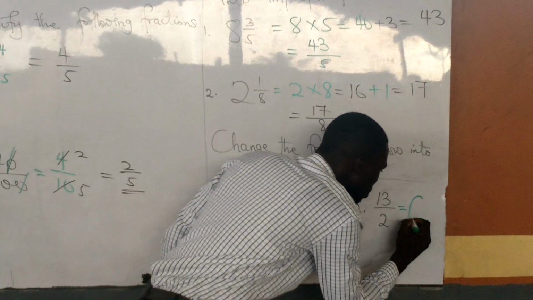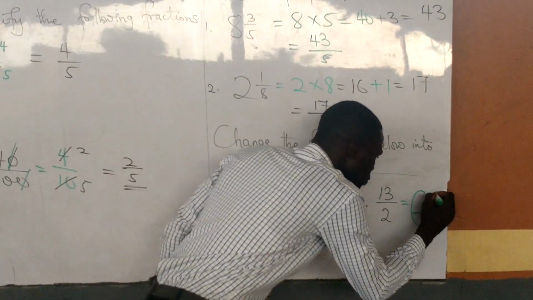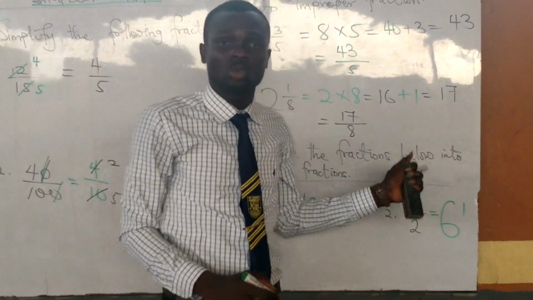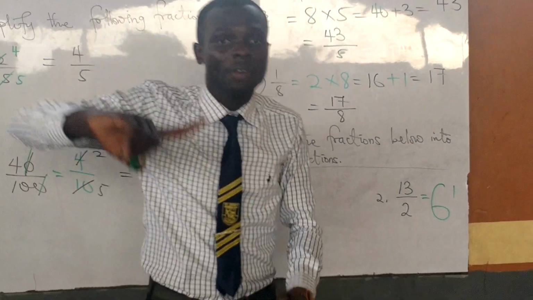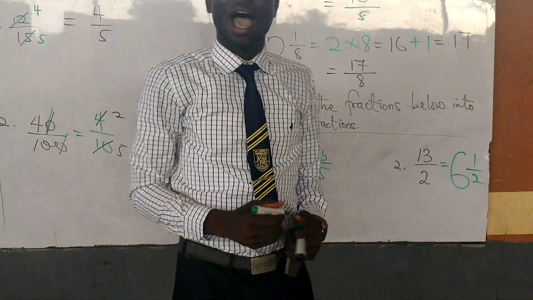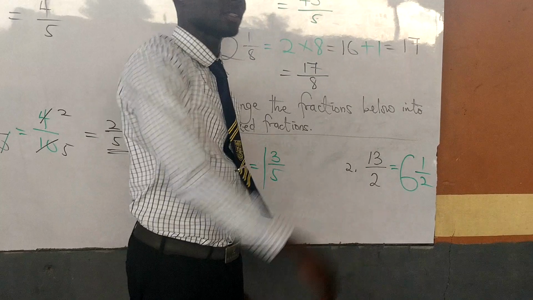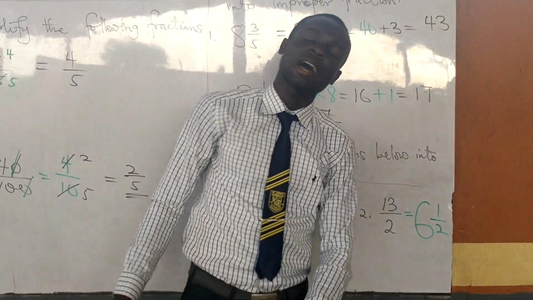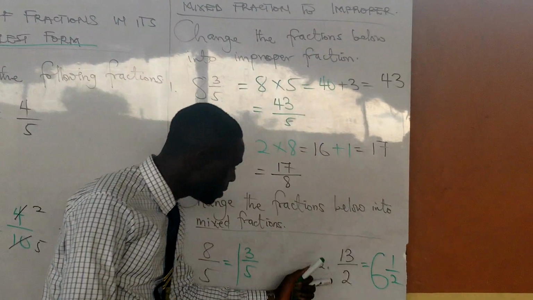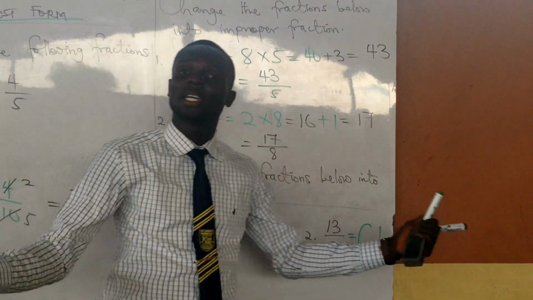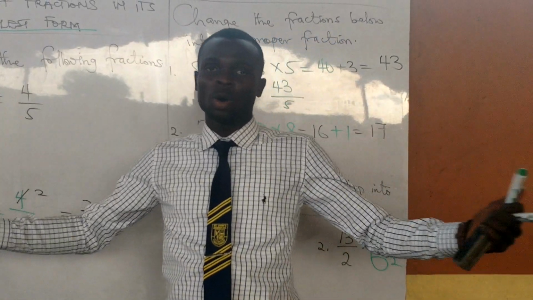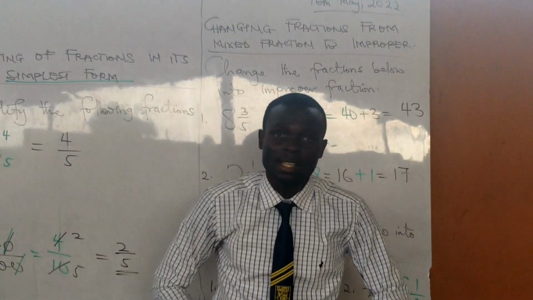And how many do we have left? We have 1, because when 2 goes into 13 6 times, you have 1 as a remainder, which is going to give you 1 out of 2, which is this. And this is how we convert fractions, that is mixed into improper and improper into mixed. Thank you for staying tuned. This is just a recall on what we did in Basic 6.